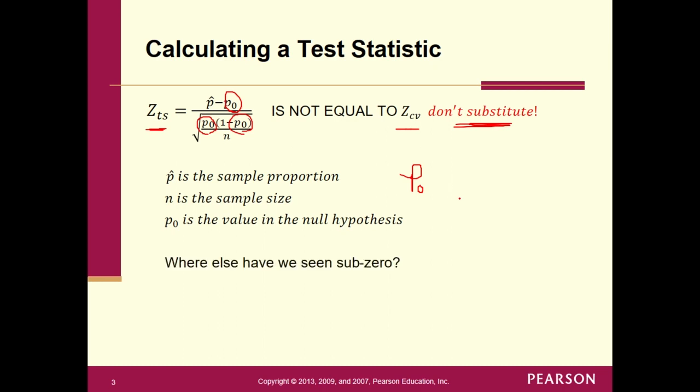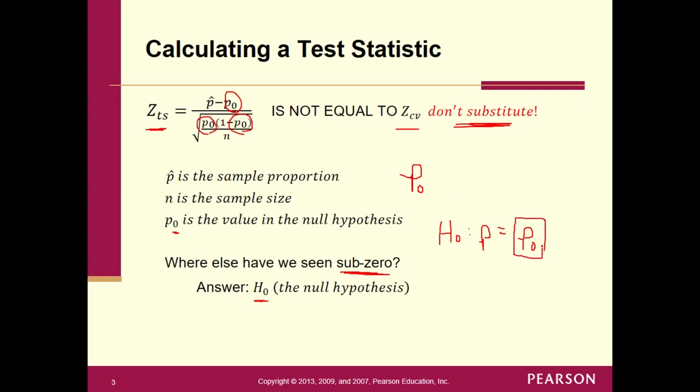So where else have we seen sub-zero? What they're trying to do by putting this little sub-zero there is remind you of the symbol for the null hypothesis, H sub-zero. They're trying to get you to associate sub-zeros with the null hypothesis. So the way you've got to think of the null hypothesis when testing the population proportion P is that P is equal to some value, and that value is what we're calling P sub-zero. Whatever value is in the null hypothesis, that's what we're going to put into the formula.